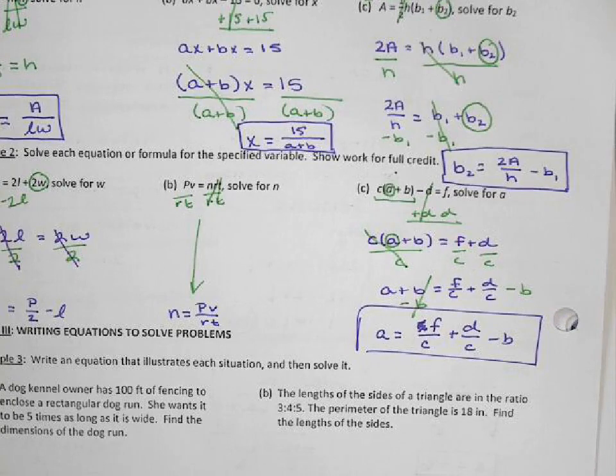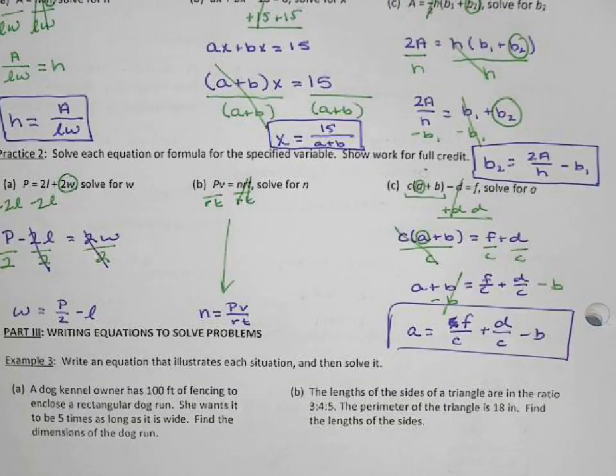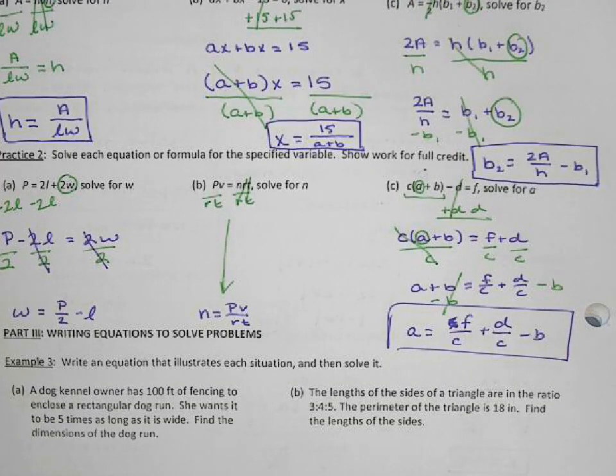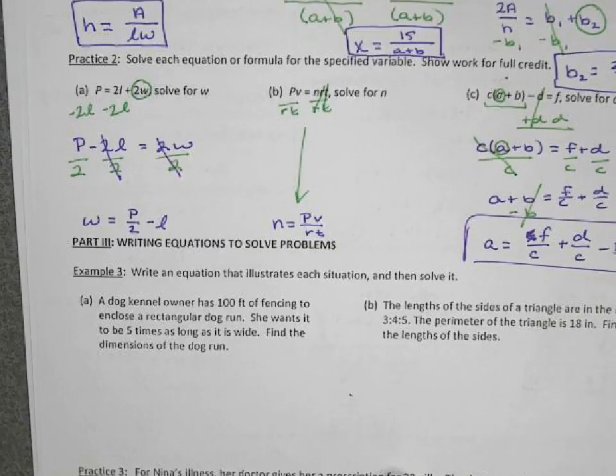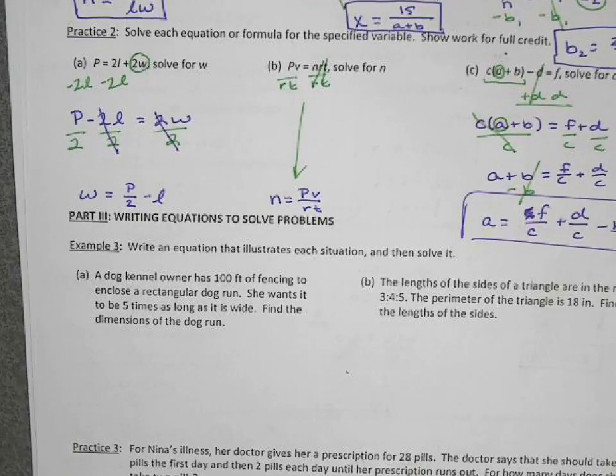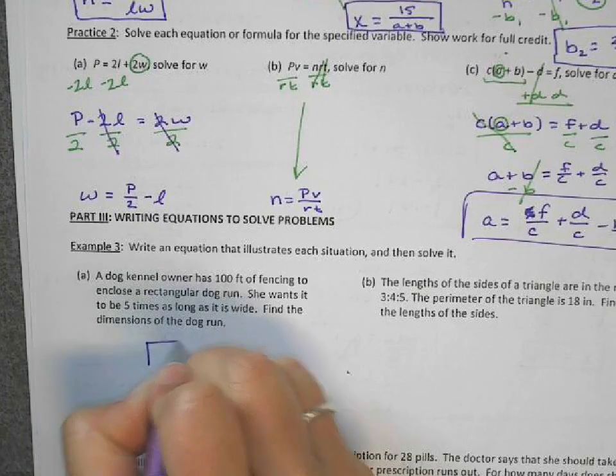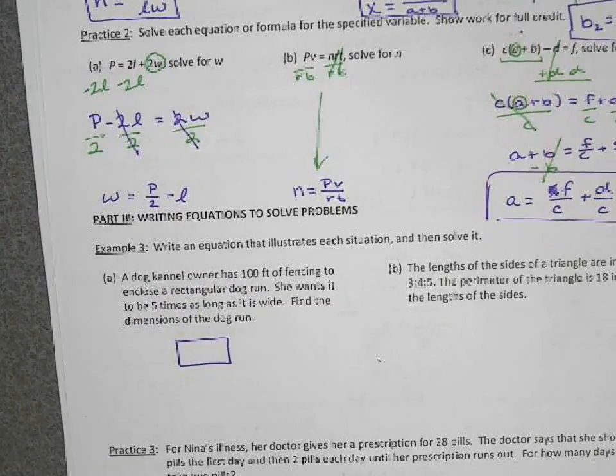Okay. We have a couple different examples where we have to write an equation to solve a problem, a story problem. So it says write an equation that illustrates each situation and then solve it. All right, so this first one says a dog kennel owner has 100 feet of fencing to enclose a rectangular dog run. I like to draw a diagram. Here's my diagram of my rectangular dog run. She wants it to be 5 times longer, or 5 times as long as it is wide.